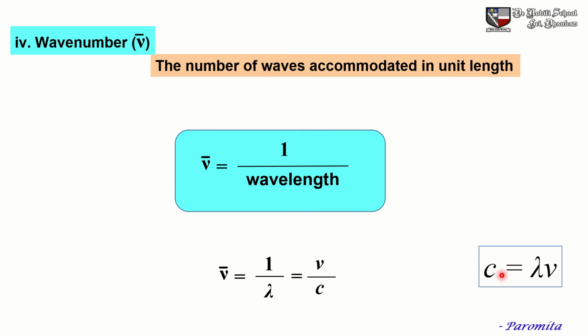Now from this equation we can see that lambda is equal to c divided by nu. So 1 by lambda is equal to 1 by c divided by nu. That means this nu will go to the numerator. So nu bar, that is wave number, is equal to nu by c, or wave number is equal to frequency divided by velocity of light.